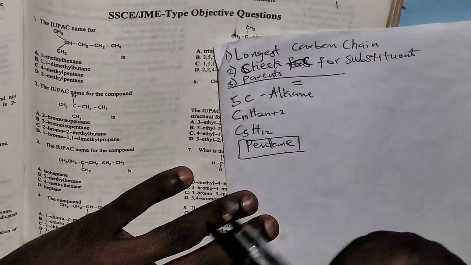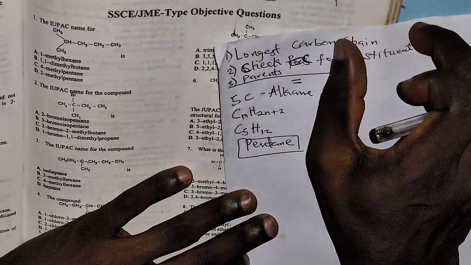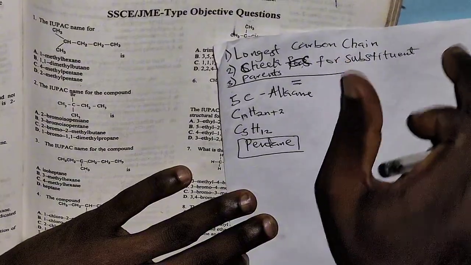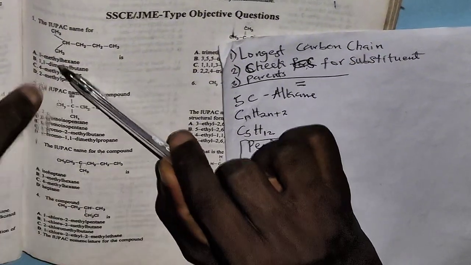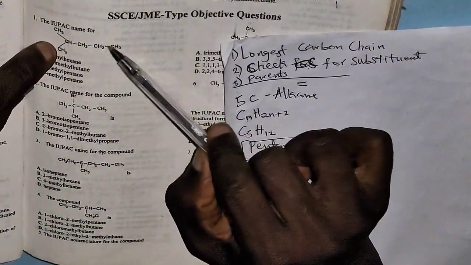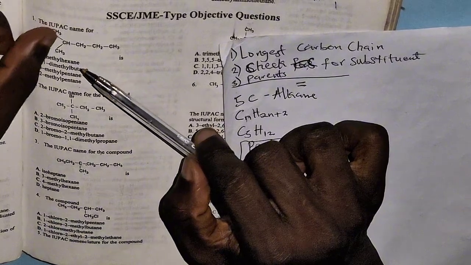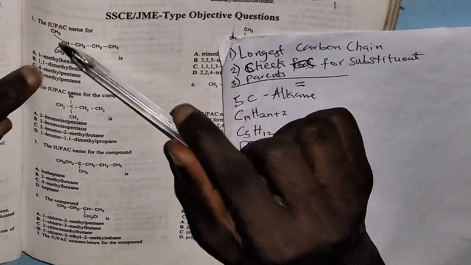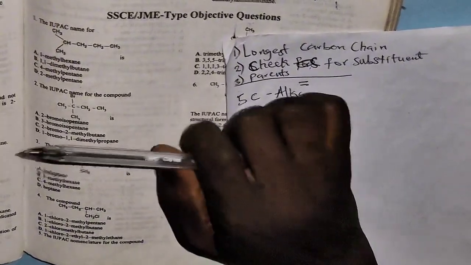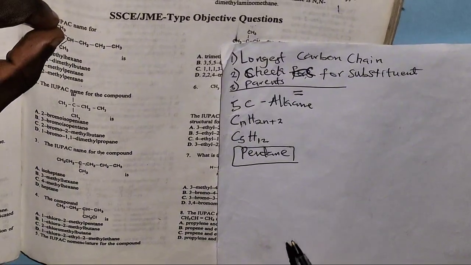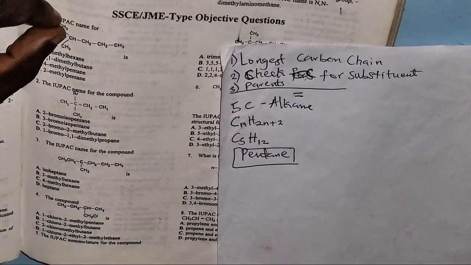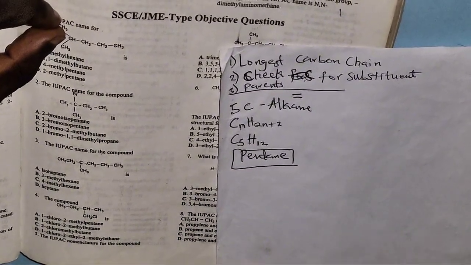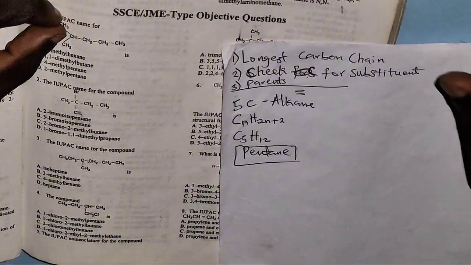But before I name this, you have already checked the longest carbon atom. Is there any substituent? There is a substituent, because if I come like this, this one at the top here will serve as a substituent. So what is the name? You start your naming from where the substituent is. You start with the substituent.